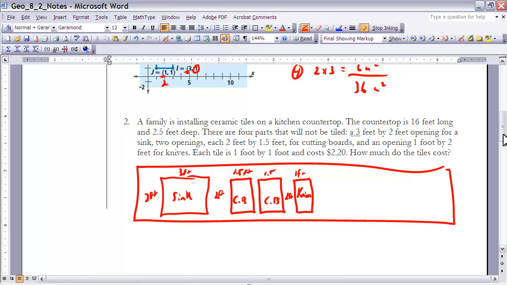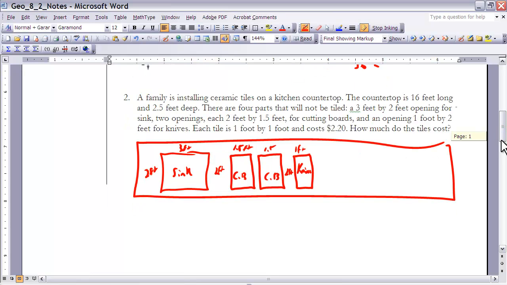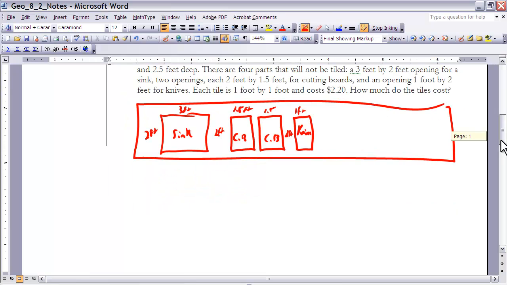So what I want to do first of all is draw a picture of what's going on. So I did my sink cutout here that's 2 by 3 in terms of feet. I have the cutting boards that are 2 feet by 1.5 feet each. Okay, and then I have finally the knife cutout, which is 2 feet by 1 foot. So what I want to do is find the area of everything and then subtract out the area of these things that won't be tiled. Okay, so that's the approach that I'm going to take on this problem.